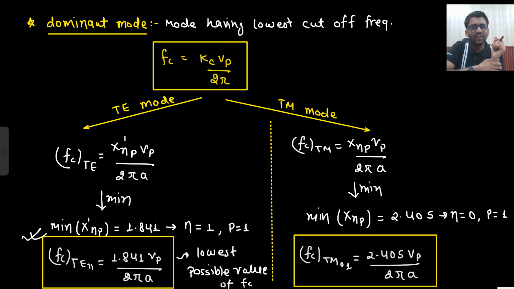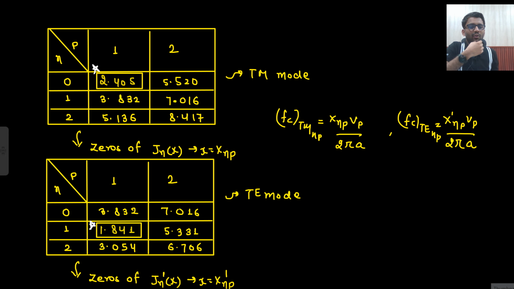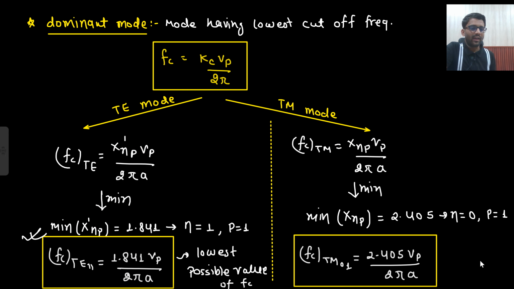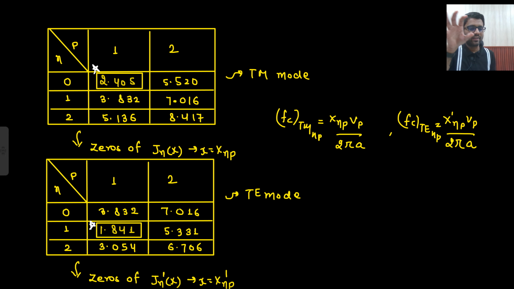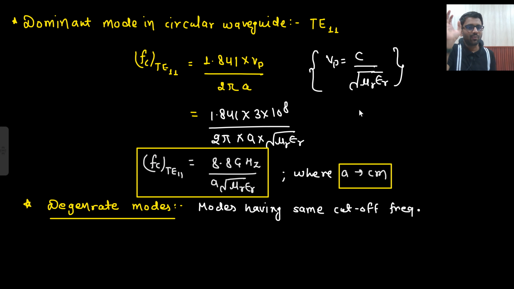And what are the values of N and P? Both are 1. So TE11 mode is our dominant mode. And we have this table as well. From this table we got to know, but what we need to remember, the minimum value of XNP is 2.405 and that you get for N equals 0 and P equals 1. You can keep this in your mind if you are able to, but at least remember the dominant mode for sure. The dominant mode is TE11. Is that clear to you?